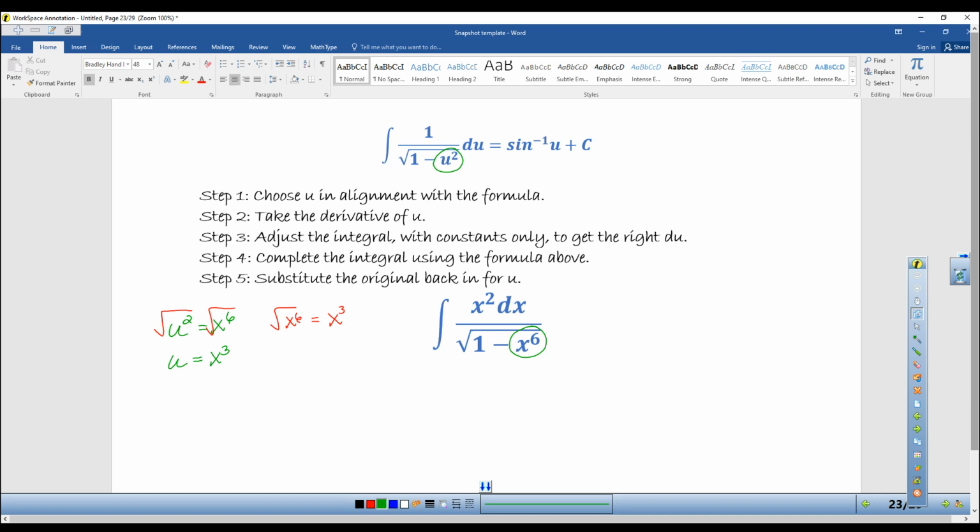Step 2, take the derivative of u. So the derivative of u with respect to x is 3x squared. I'm going to multiply both sides by dx to move my dx to the other side.